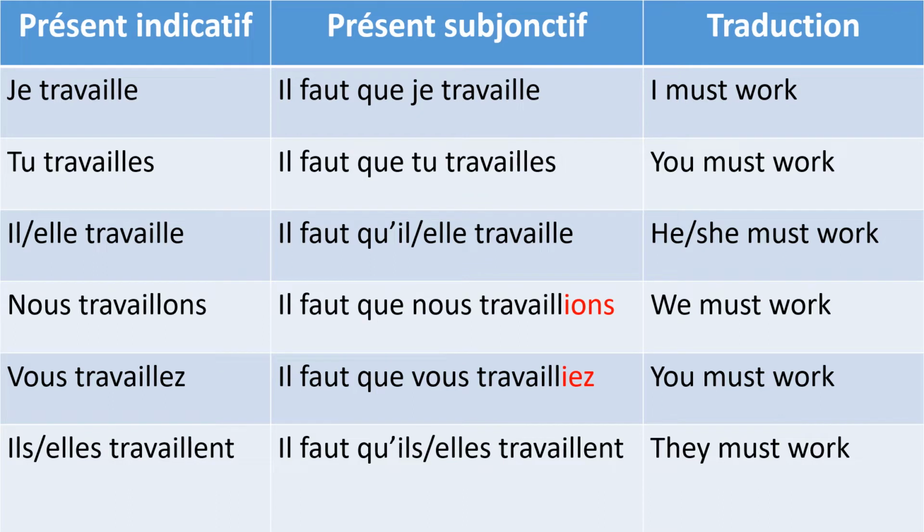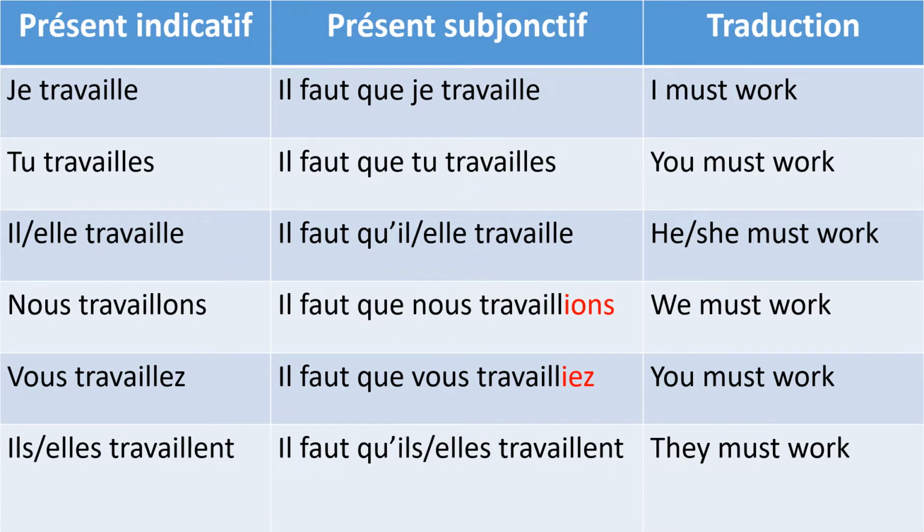If you compare je travaille in the indicative and il faut que je travaille in the present subjunctive, what do you see? Nothing. The verb is exactly the same. And it goes exactly the same for tu travailles, il faut que tu travailles. Il ou elle travaille, il faut qu'il ou qu'elle travaille. Now, where there's a difference is when you come to the nous and the vous. Donc, nous travaillons gives you il faut que nous travaillions.